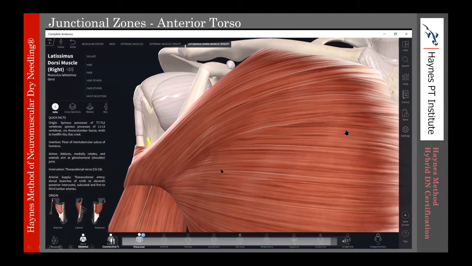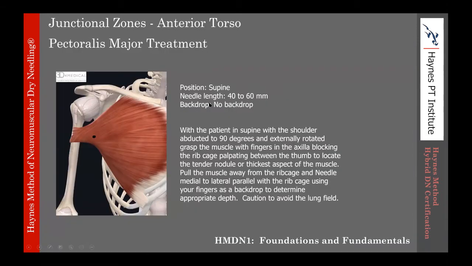So that's the pectoralis major and the anterior torso. Next, we'll move on to the pelvic rotator cuff. Okay, so before we move on to the pelvic rotator cuff, let's look at treatment. Here, obviously, we'll do this in supine. Pec major treatment is very similar to latissimus. The key is really getting your fingers deep into the axilla to separate those fibers, protect that chest wall, and identify your needle location.